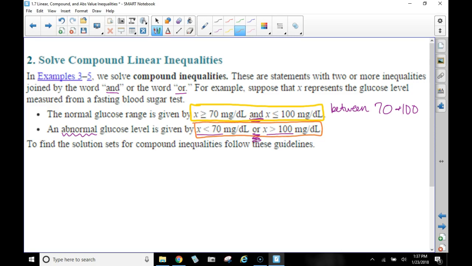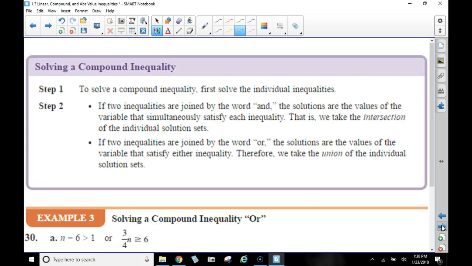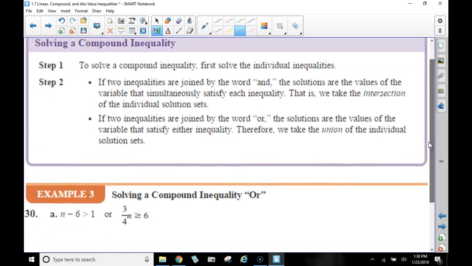Now, one thing you need to know and kind of follow these guidelines is that if you see the word and, okay, know that both inequalities must be satisfied. Okay? If you see the word or, think about how you can be in either this range or this range to be labeled an abnormal glucose level. Let's look at the guidelines to solving a compound inequality.